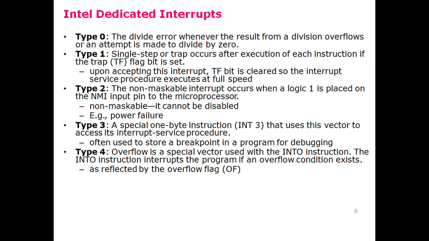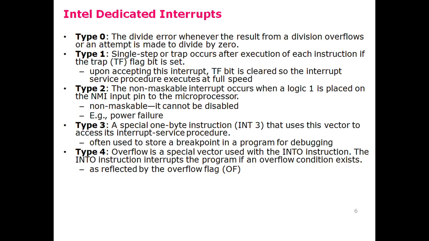If the trap flag is set, then this interrupt would occur, and if the trap flag is not set, then this interrupt would not occur. So the trap flag is used in the flags register to enable or disable the debugging feature. So this interrupt is related to the debugging feature of the microprocessor.